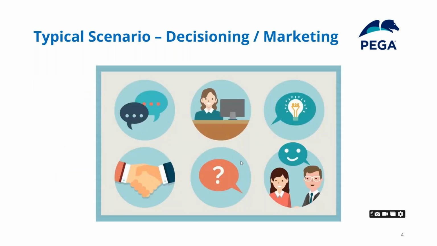So let us take a typical scenario of how decisioning and marketing will be involved. I'm taking a sample example so that you can understand the difference between Pega Decisioning and Pega Marketing. In the first icon, we are keeping some logic. Say, for example, whenever the customer purchases a mobile phone, promote a mobile headset. That is the logic that we have kept in the first icon.